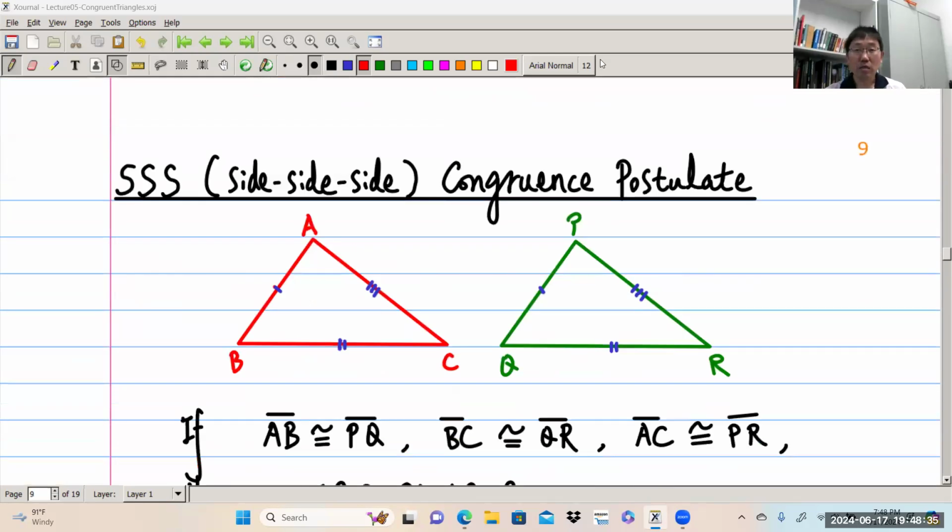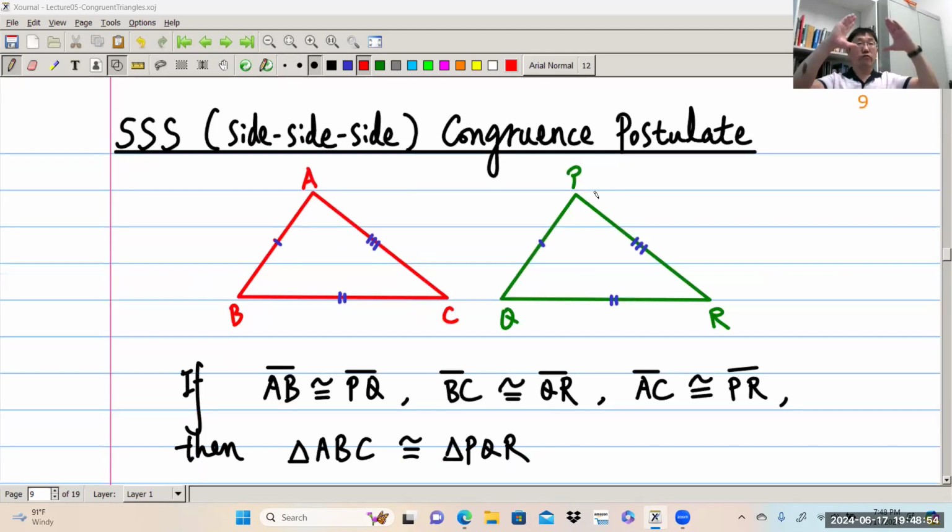So based on the experiment we just did, now I think you should be able to understand this congruence postulate. It's called the SSS congruence postulate. If the 3 sides of 1 triangle are congruent to the 3 sides of the other triangle, what can you say about these 2 triangles?